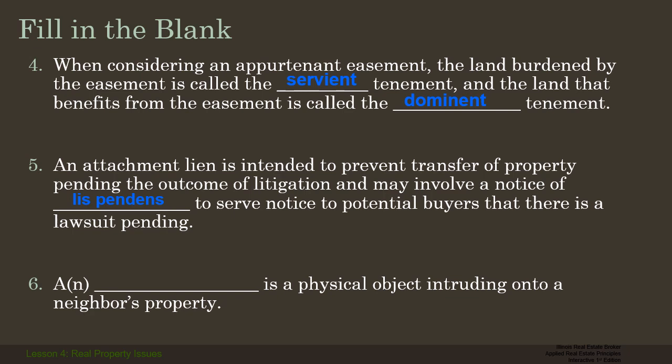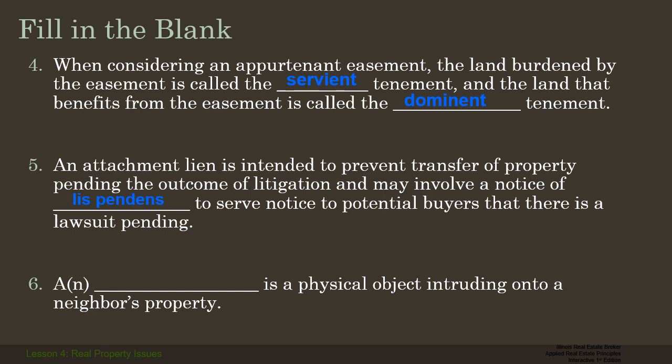So it's a red flag to potential buyers. Buyers, don't purchase this property till you find out what happens with this lawsuit. Because if you take title to it and the plaintiffs win, guess what? You lose it, the day after, whatever period of time after you purchase the property.